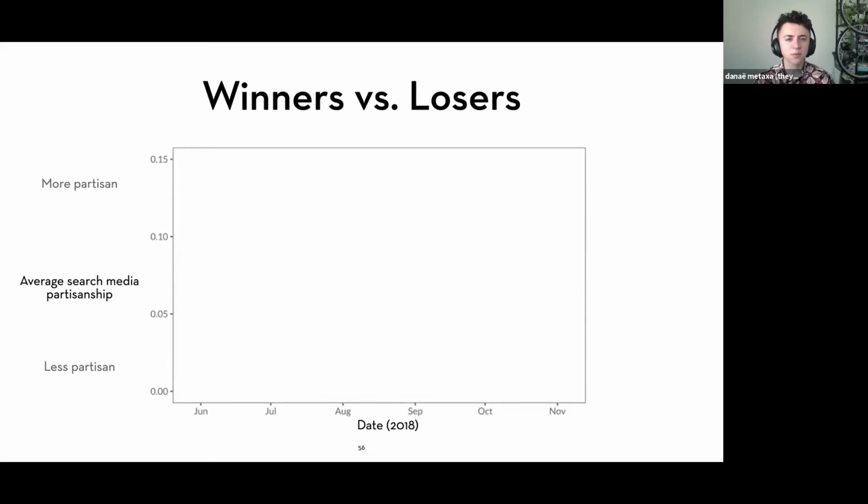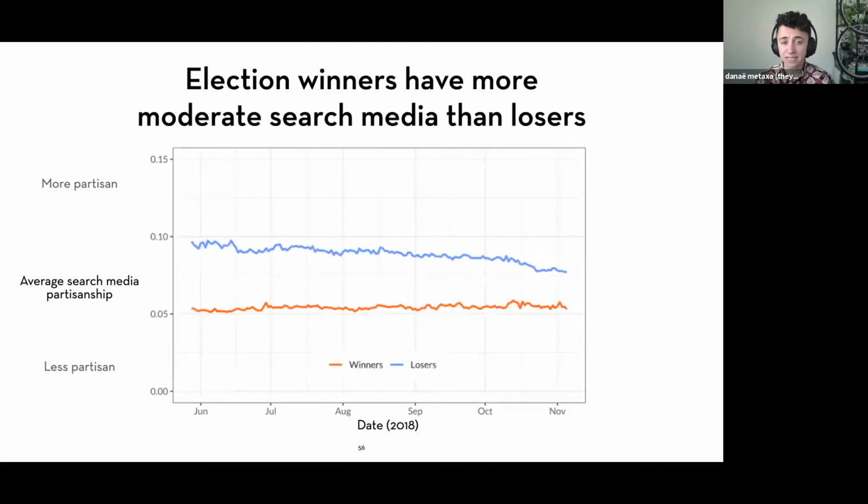And let's look at partisanship over the course of the election for one obviously really important outcome measure of interest in elections: candidates who went on to win elections versus those who lost. As you can see, search media clearly differentiate these two groups. So election winners have more moderate search media than do losers. Now, before you get super excited and quit your PhD to start the next 538 election prediction service, I have to tell you something that political scientists recognize really well.